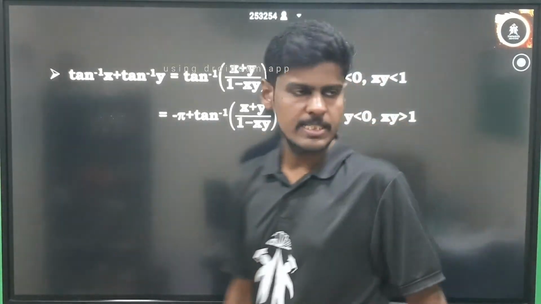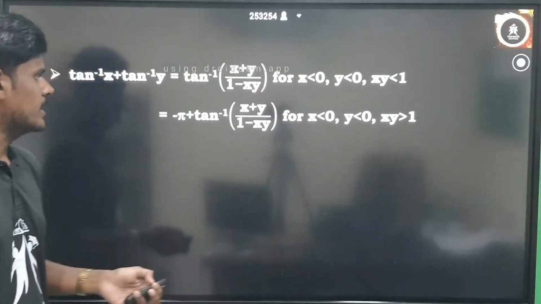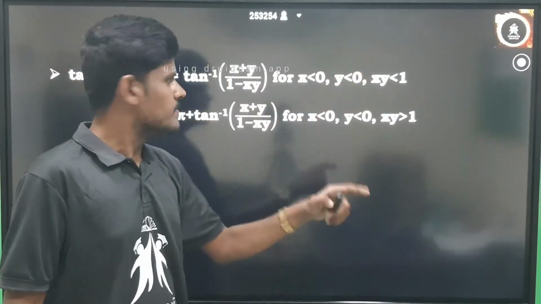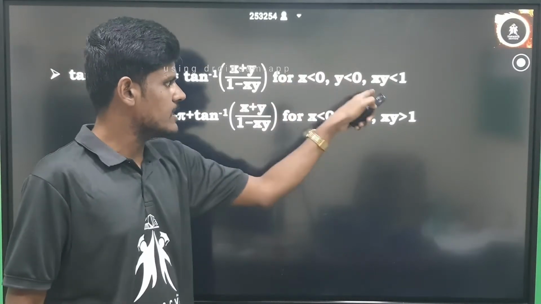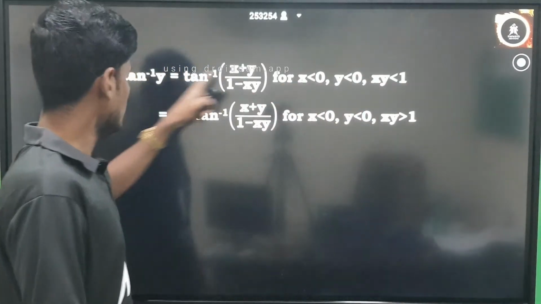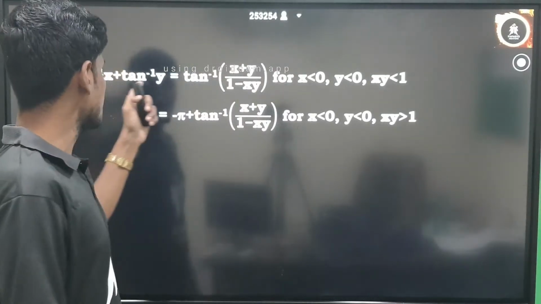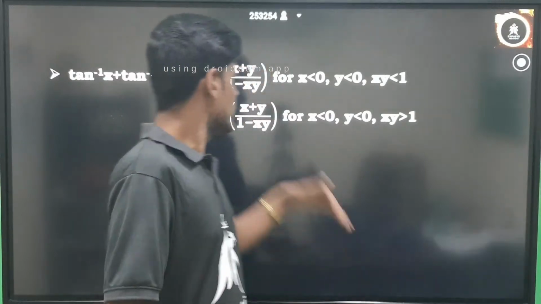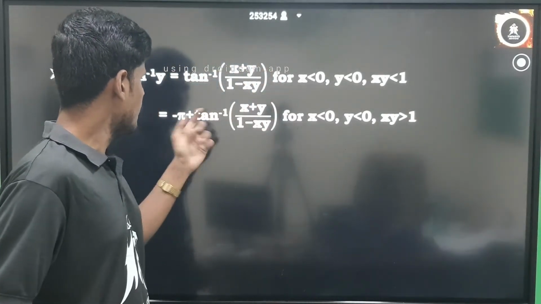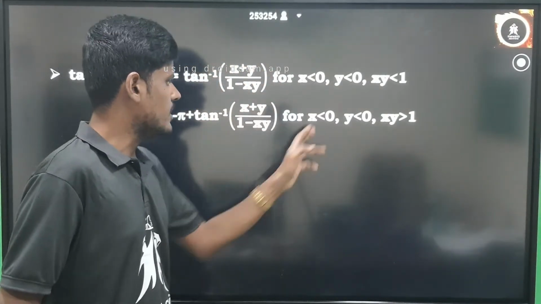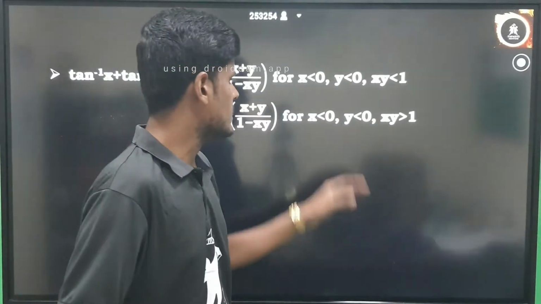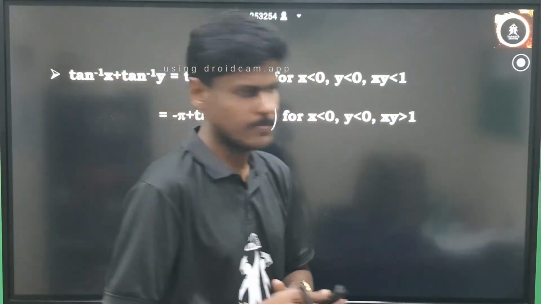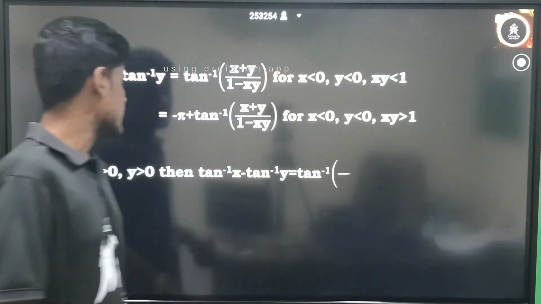Okay, we have already discussed this formula also. We already know, when x and y are both less than 0, then the formula becomes: x is less than 0, y is less than 0 and xy less than 1 means the formula is this one. Tan inverse x plus tan inverse y is equal to tan inverse of x plus y by 1 minus xy. Similarly here, tan inverse minus pi plus tan inverse, this value is when x is less than 0, y is less than 0 and xy is greater than 1. Proof is similar to how we solved in the previous. So it is exactly the same.